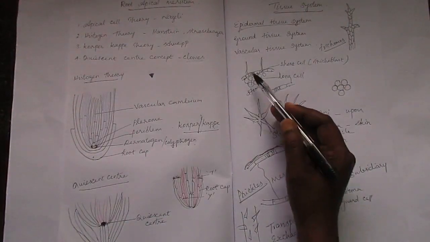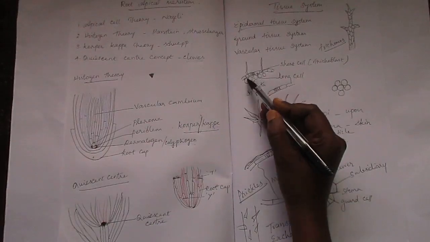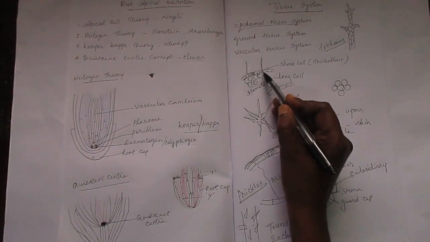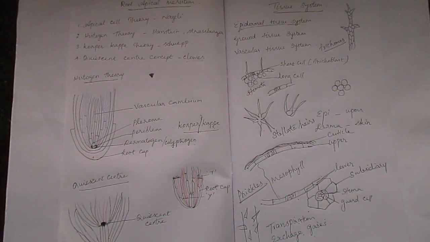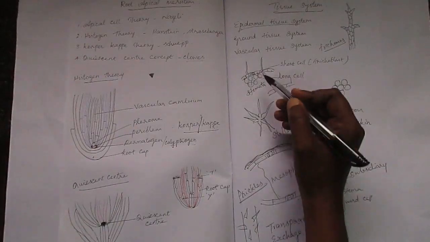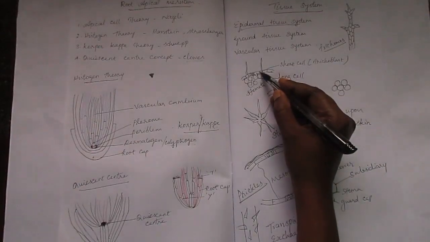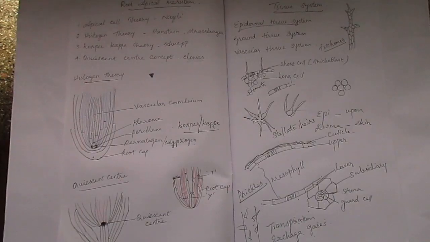This epidermal layer is otherwise called the piliferous layer of the root. When you closely observe this epidermis, there are two kinds of cells, one long cell and another short cell. The short cell is the trichoblast, which elongates into the root hair.